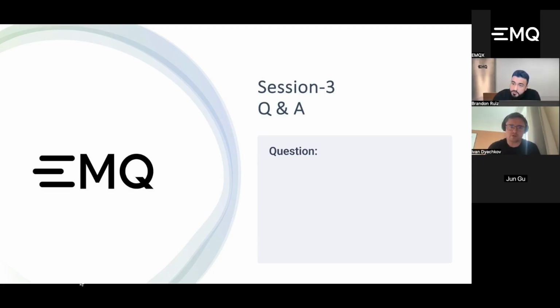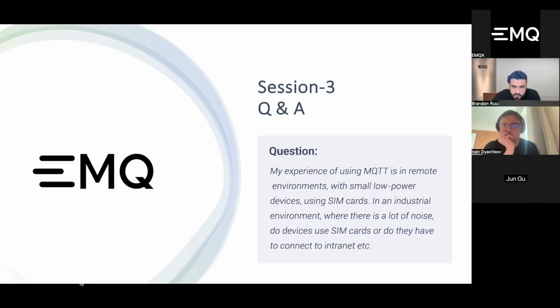And again, maybe you can take the next one as well about industrial environment. Yeah, so the next one is: my experience of using MQTT is in remote environments with small low power devices using SIM cards. In an industrial environment where there is a lot of noise, do devices use SIM cards or do they have to connect to internet, etc.? So intranet is one of the ways to do it, right? There's a lot of flexibility to be able to do these connections, right?